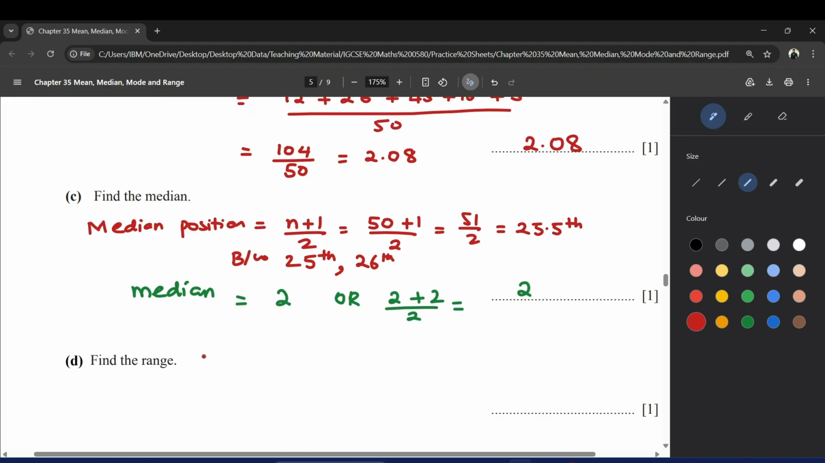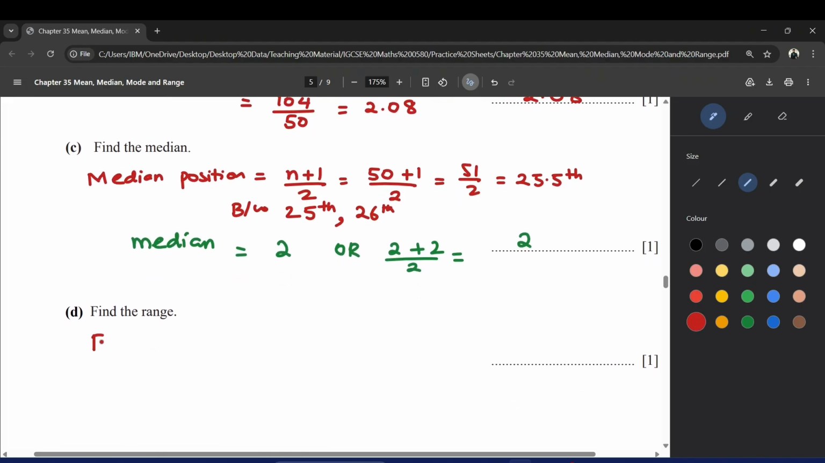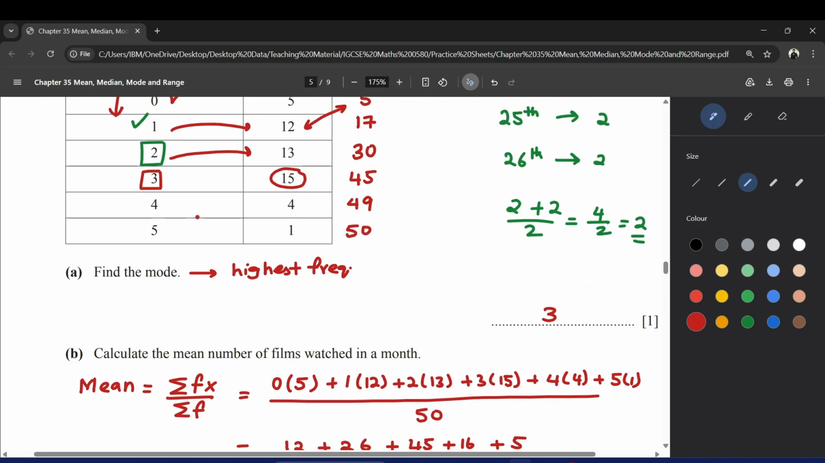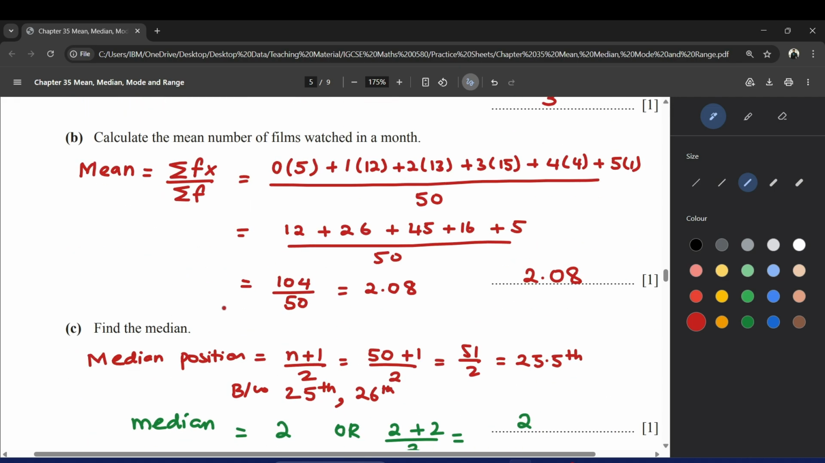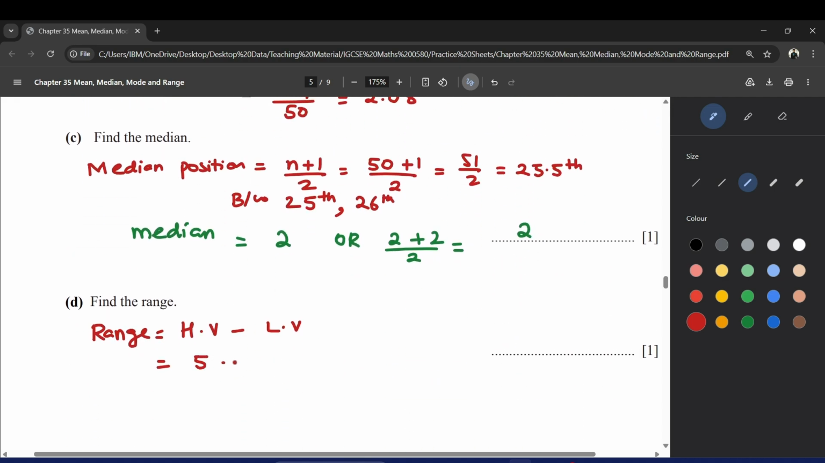All right. The next question is find the range. So we know that the range is highest value minus the lowest value. The highest value in our data is 5. The lowest is 0. So the range is going to be 5 minus 0, which is equal to 5.